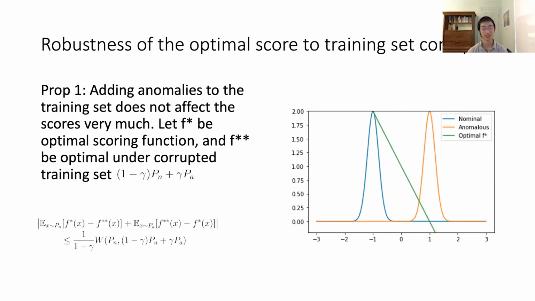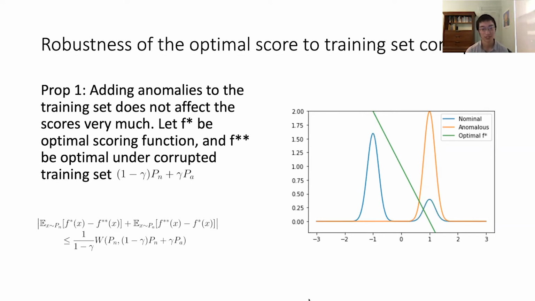So the first thing I'll describe is theoretically how our Lipschitz anomaly discriminator is affected by corruption of the training set. And what do we mean by this? Adding anomalies to the training set does not affect the scores very much is the general idea. So let f star be the optimal scoring function and f star star be the one under the corrupted training set where we add gamma percentage of anomalies to it. Then you can see on the right the optimal scoring function for one example where the anomalous distribution is at 1 and the normal distribution is at -1. And we can bound the difference when we add this training noise.